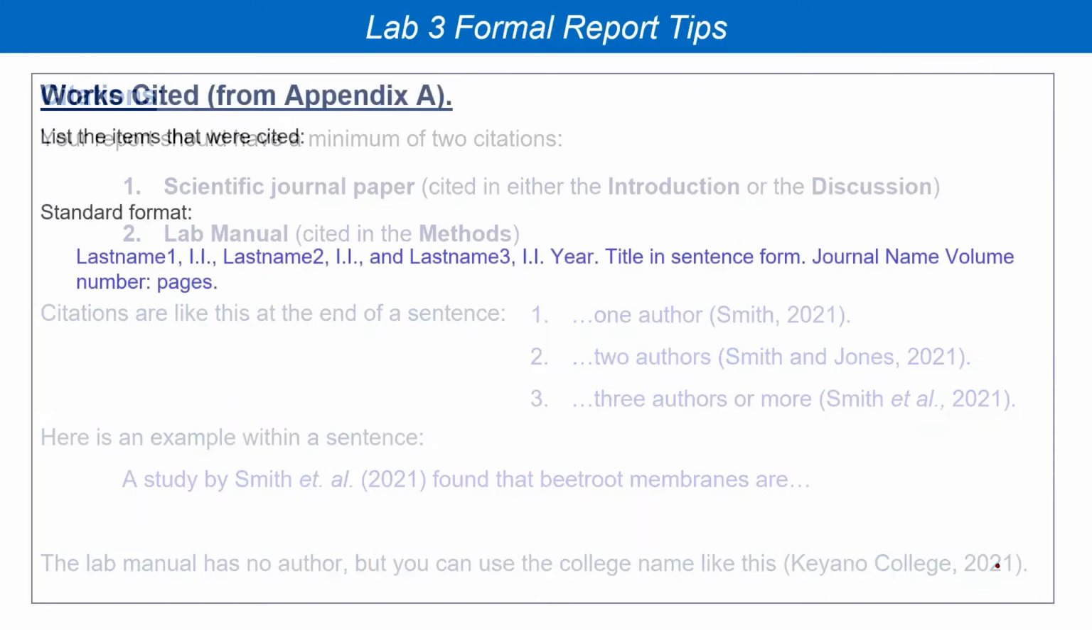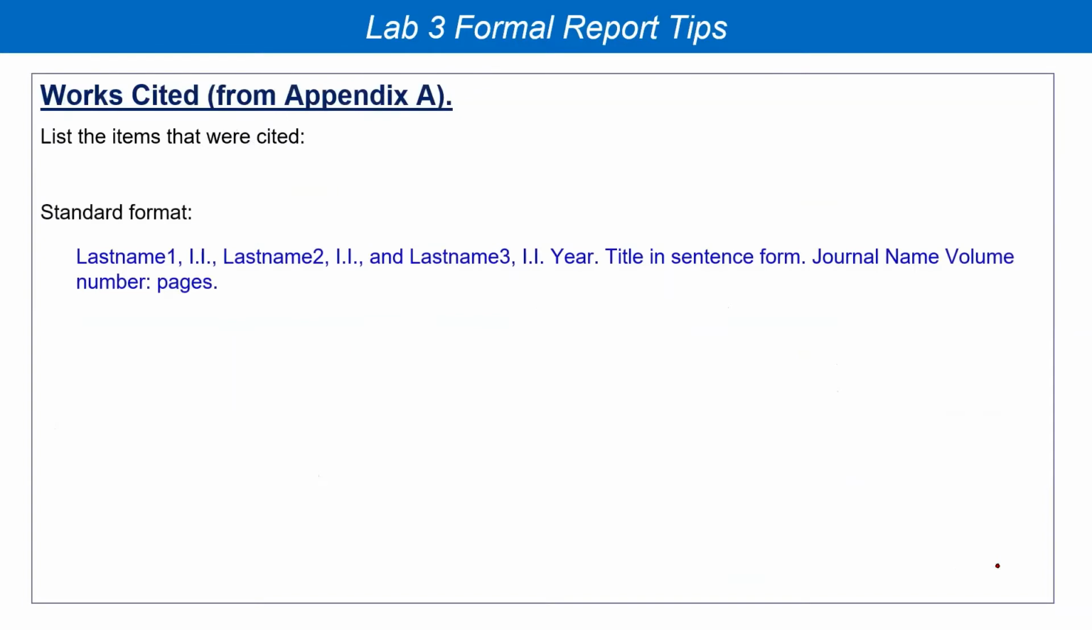The works cited list is the complete bibliographical information for those things that you cited. So this is the standard format for a journal article anyway, and this is directly out of Appendix A. If you want to look, there are more examples in Appendix A. You can see it's the last name 1, comma, initial, comma, last name 2, initial, and so on. Make sure you get all the punctuation in there. Some people like to put initials and no punctuation. Make sure all the punctuation is in there.